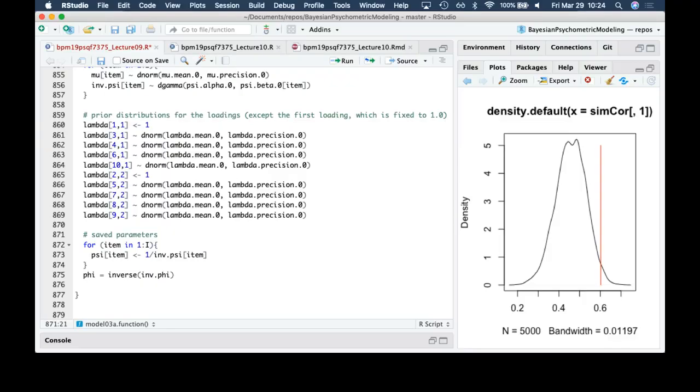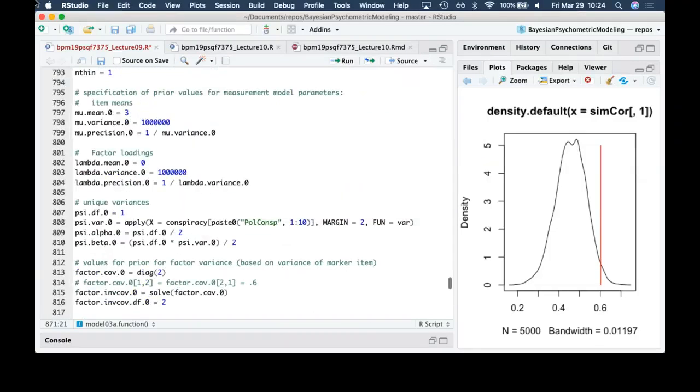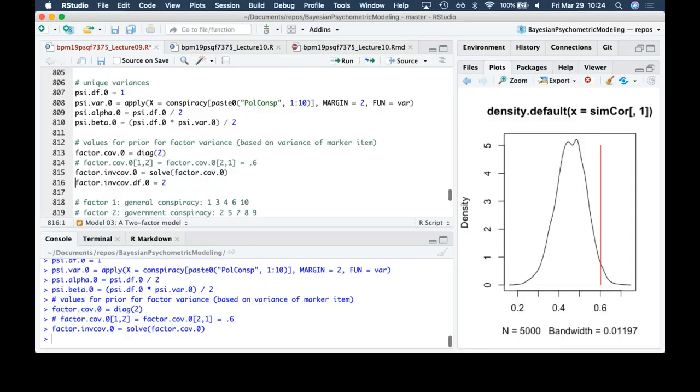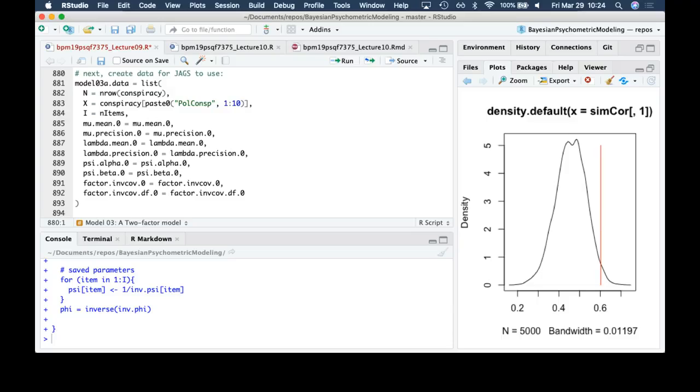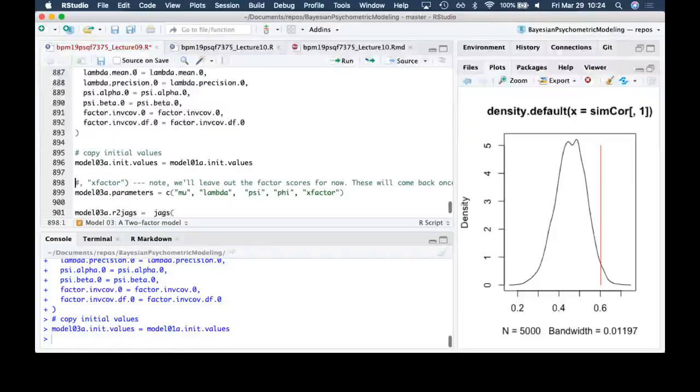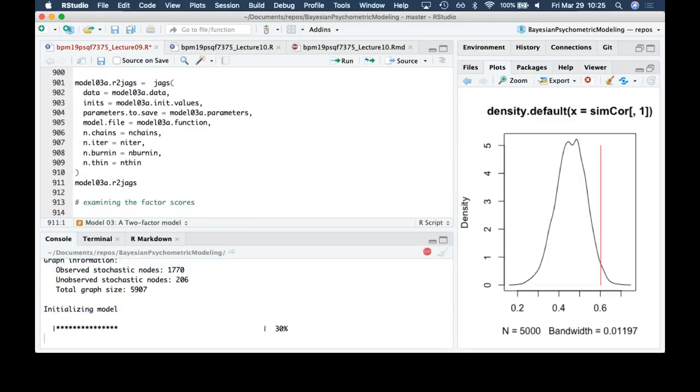Questions? Comments? How's the pace? Okay. So we have all this stuff there. I'll note the data itself does not change, because we just still have the same inputs that we had before, although we now have this factor inverse covariance that shows initial values and saved parameters, using the model itself.